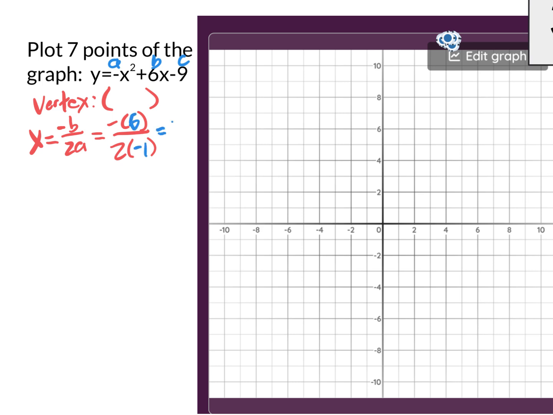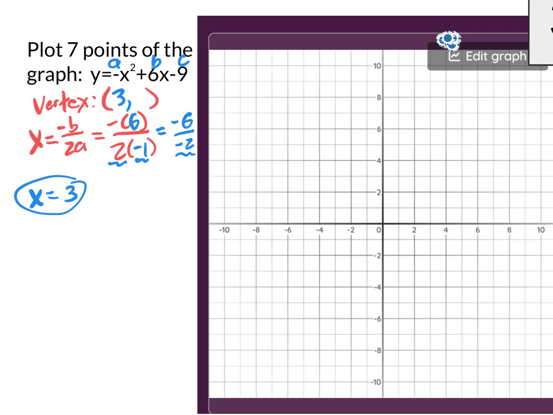So what do we really have here? You have a -6 divided by a -2, right? 2 times -1 is -2. So a negative divided by a negative is a positive. So you really have your x value being 6 divided by 2 is 3. Your x value is 3. So far we know the x value of the vertex, and we now need to find the y value.